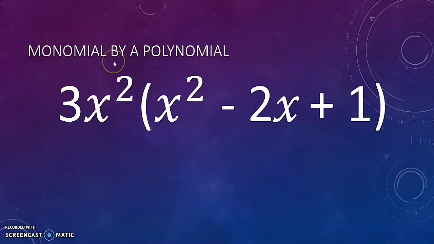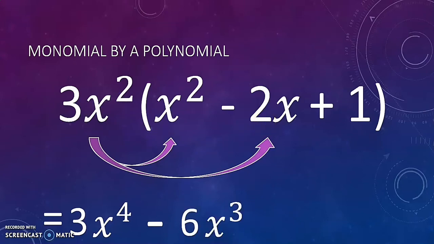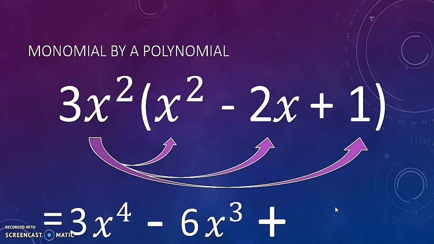Another example of multiplication of polynomial. We have here monomial times trinomial. Trinomial is a polynomial that consists of 3 terms. So we will distribute or multiply this monomial 3x squared to each term in the trinomial. So first, 3x squared times x squared equals 3x to the 4th. Next, 3x squared times negative 2x equals 6x cubed. And then, 3x squared times 1 is equal to 3x squared. Okay? So our product is 3x to the 4th minus 6x cubed plus 3x squared.